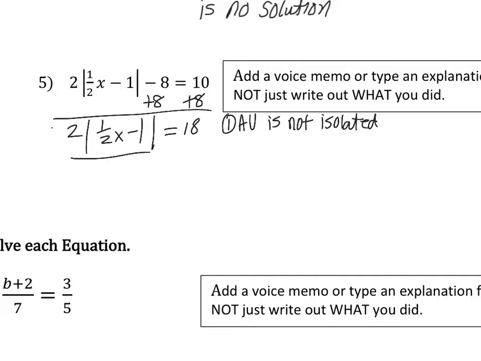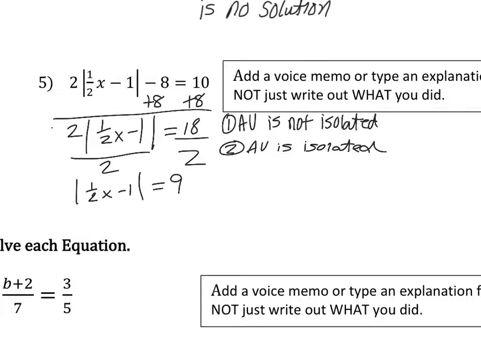Then we need to divide both sides by 2. So now we have our equation. The absolute value of 1/2 minus 9 equals 9. So now AV is isolated. So do case 1 and 2.